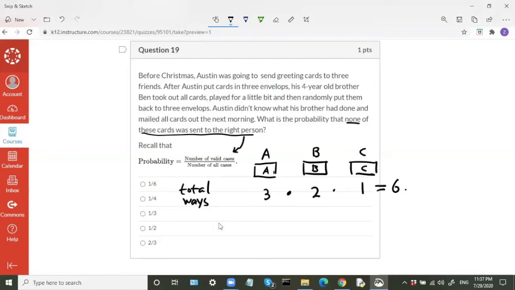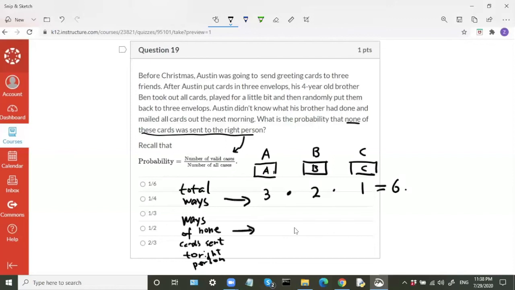Okay, so then what is the number of ways for none of these cards to be sent to the right person? The ways of none of the cards sent to the right person. Okay, so the total is 6.